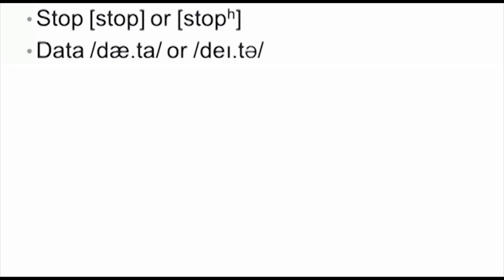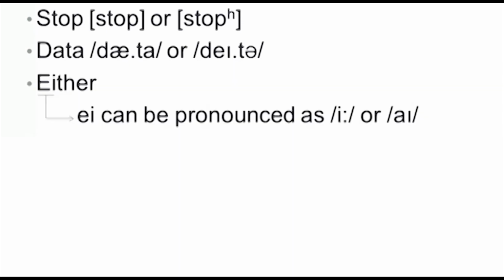The second example is data. Data can be pronounced as data or data. And the last example is either. The first vowel can be pronounced as E or A, so either can be pronounced as either or either. This difference in pronunciation does not change the meaning.